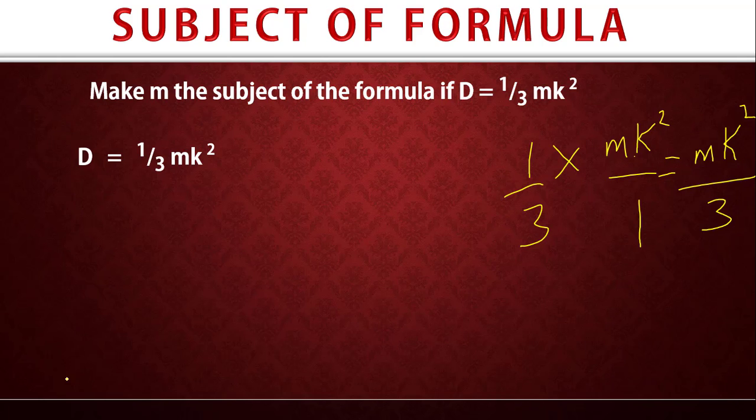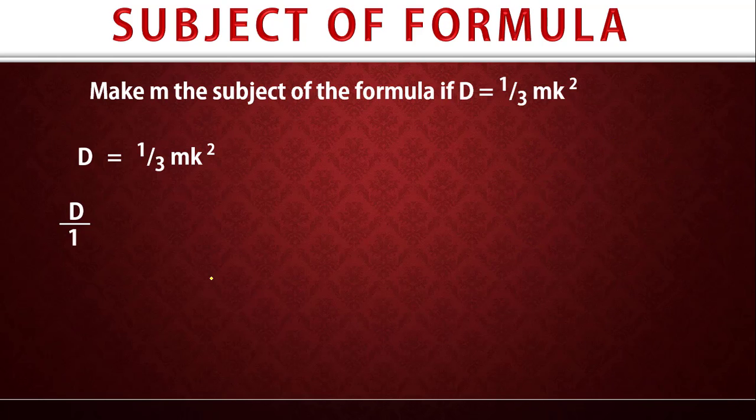Okay. We have d over 1. You remember that d over 1 is the same thing as d. The reason why we're doing this d over 1 right here is because this fraction here we have equals mk square all over 3. If you remember, we have this right now. The next thing to do is what is called cross multiplication. So cross multiply, indicate that with your arrow.